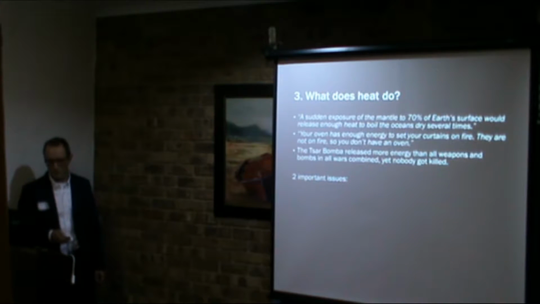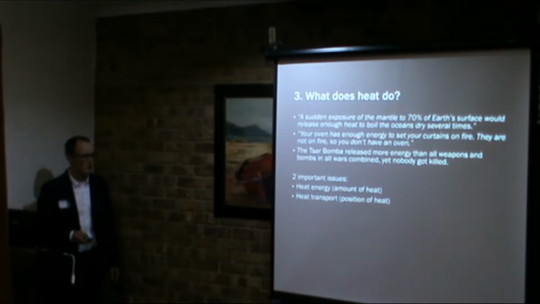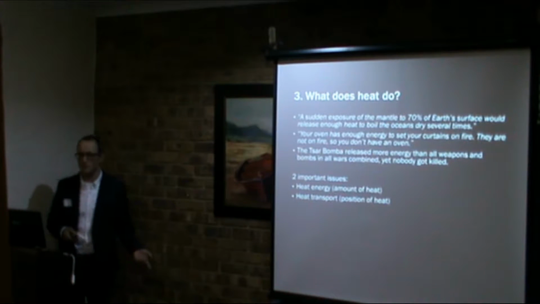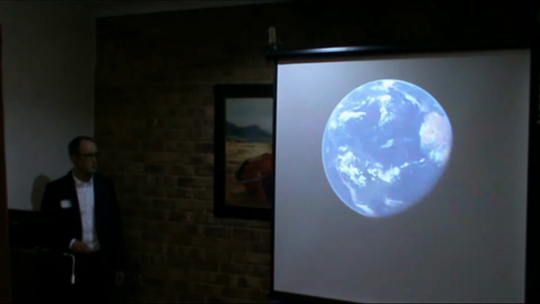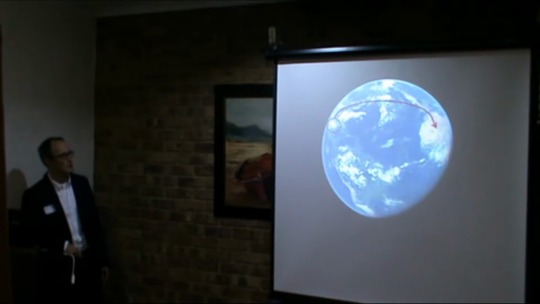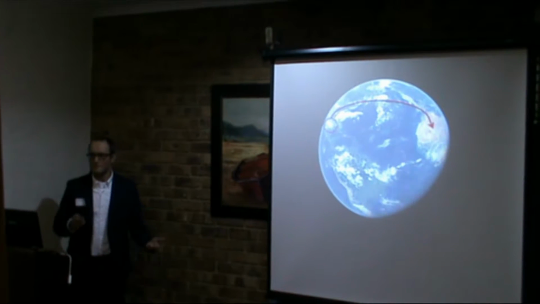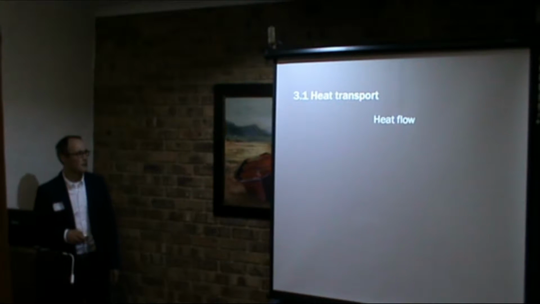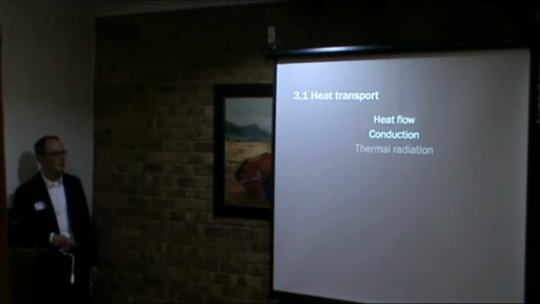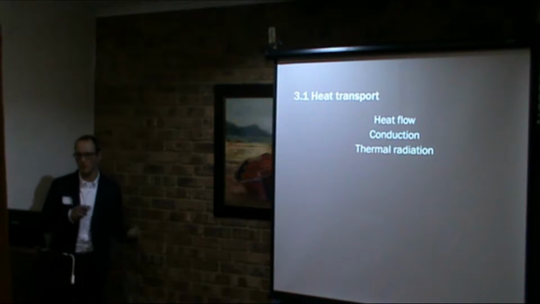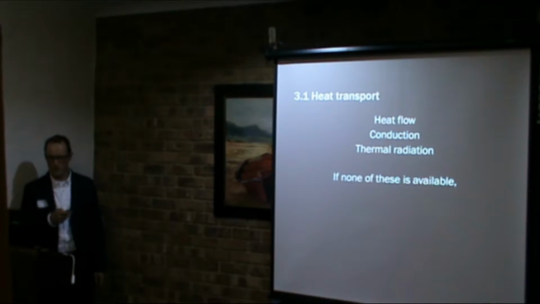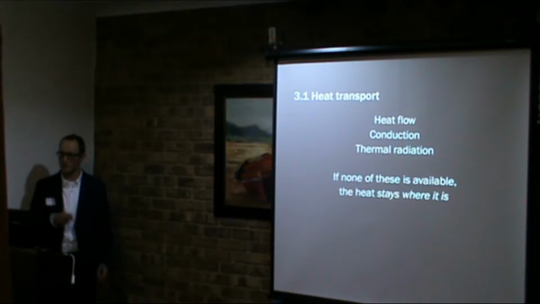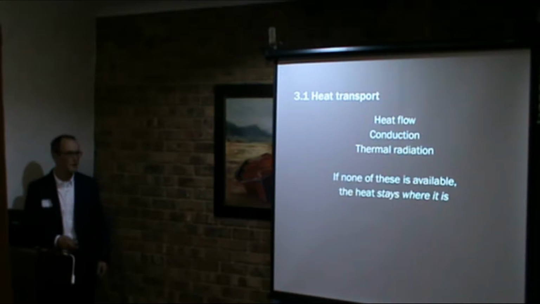So there are two important issues. One is the amount of heat, and the other one is the transportation of heat. Where is the heat? Okay, heat transport. How do we get the heat from there to there? Basically, there are three ways to do that: heat flow, conduction, or thermal radiation. Those are the three ways to transport heat. And if none of these is available, the heat stays where it is. That's why the heat is still in the core.